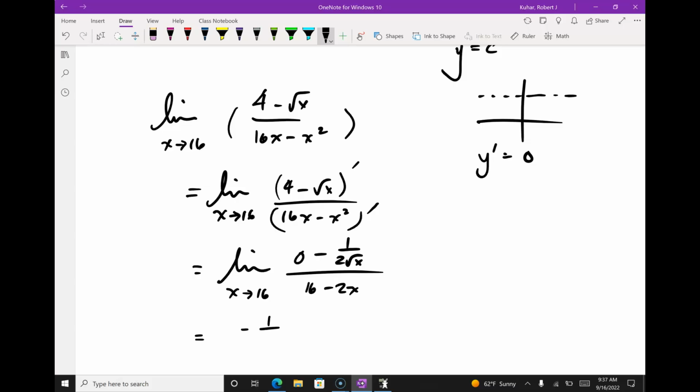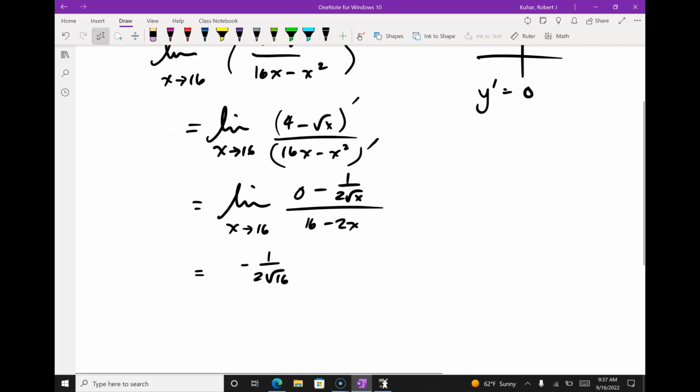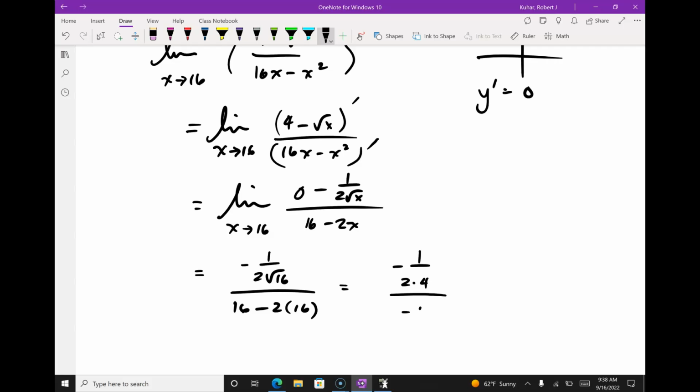So I get negative 1 over 2 square roots of 16 over 16 minus 2 times 16. So I get negative 1 over 2 times 4 over what? Negative 16. Double negatives cancel, right? 1 over 8 times, divided by 16, 128.